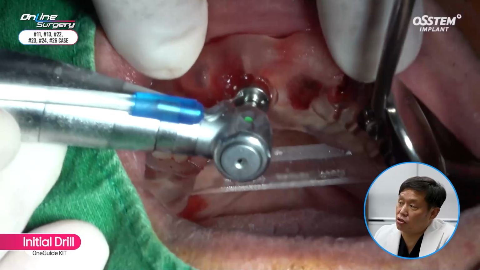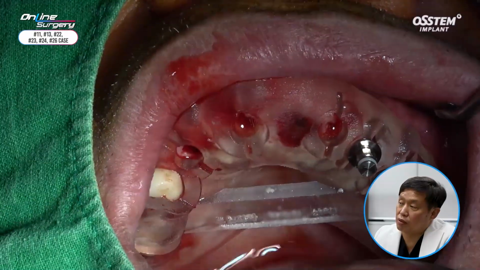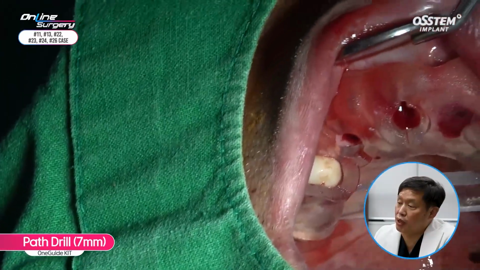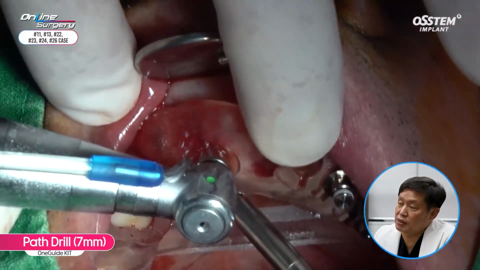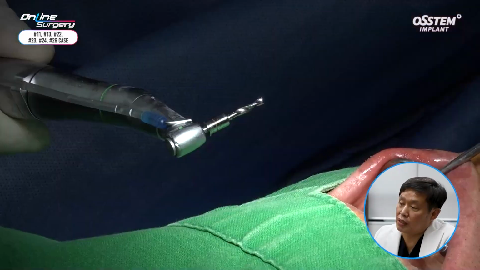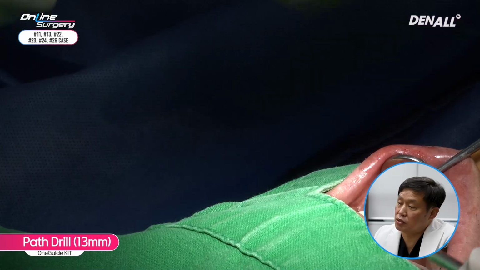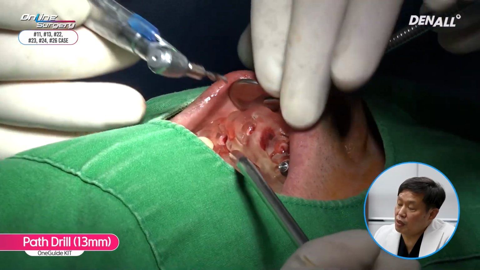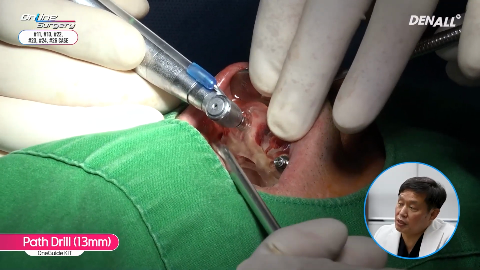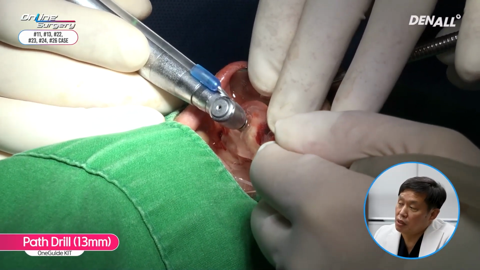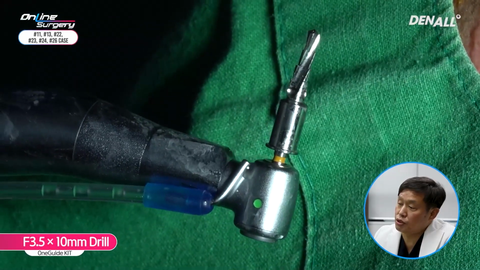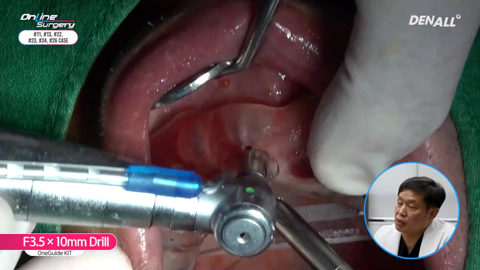Because the tooth fell out, I think initial drilling would suffice. In order to prevent any deviation on the palatal side, a 7 mm path drill was used to prevent any slipping. Because the palatal side was a bit hard, a 13 mm path drill was used. The plan was to place a 10 mm implant, and the path drill was used up to 11.5 mm. Next is 3.5 by 10 mm OneGuide drill. Drilling was done.